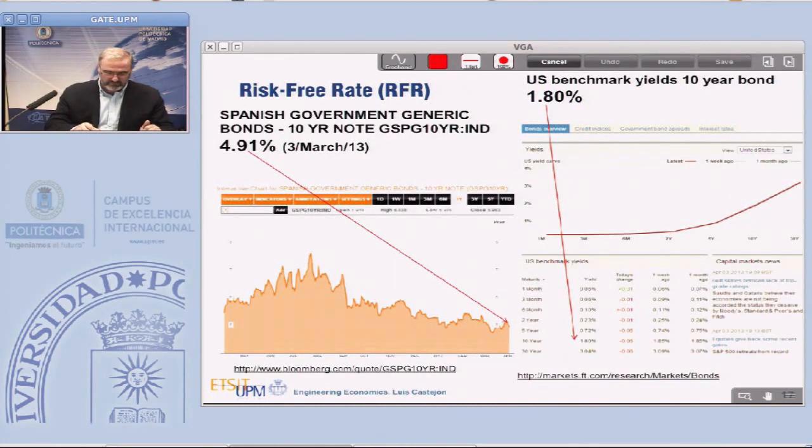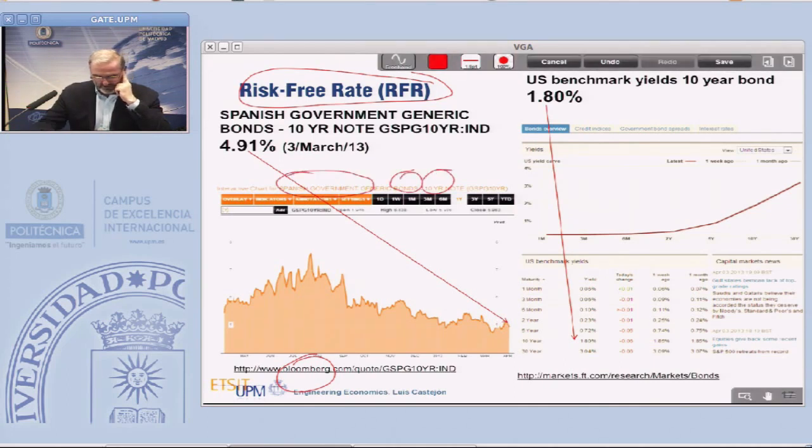Just to tell you about a source of information for estimating your risk-free rate, this is the Bloomberg site. You can go to Bloomberg, it's an open site, so you do not have to pay for that. Then you can look for this bond, which is the Spanish government generic bond of 10 years. So 10 years is the life of the bond.